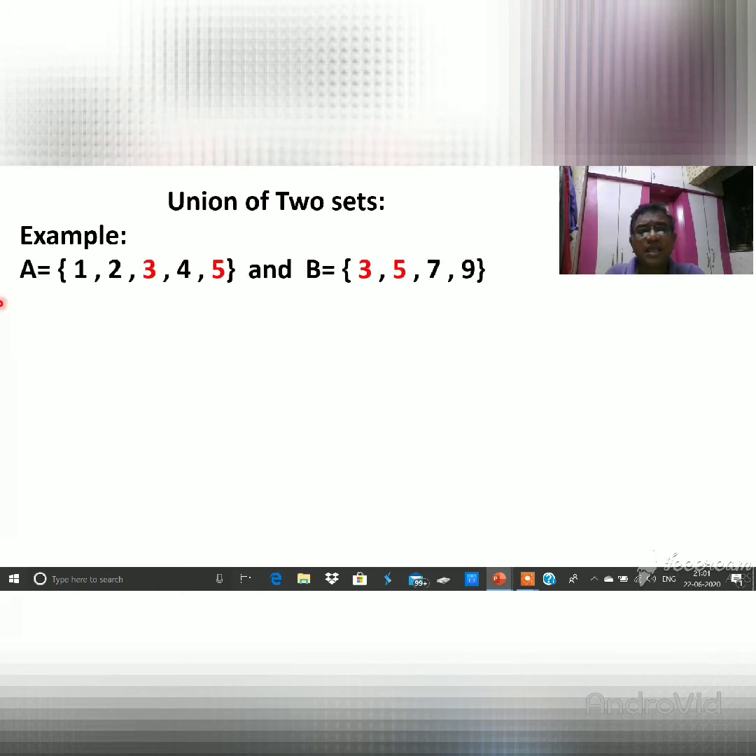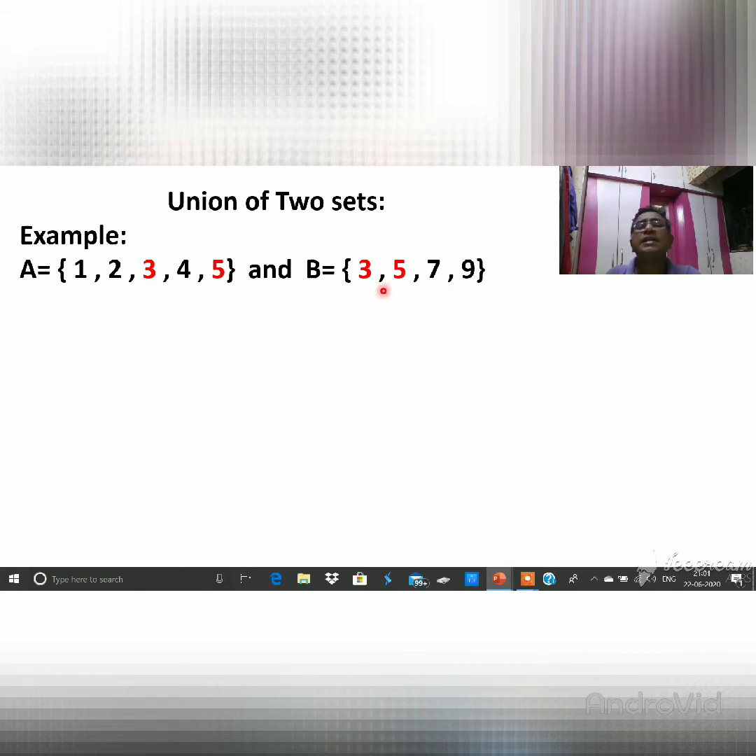They take set A, set B, set C, and write them together. But there is a slight difference. If set A has elements and set B has elements, and some elements are the same, then those elements can be written one time. See how we can write it with the help of an example. So this is the example. A has the elements 1, 2, 3, 4, 5. B has the elements 3, 5, 7, 9.